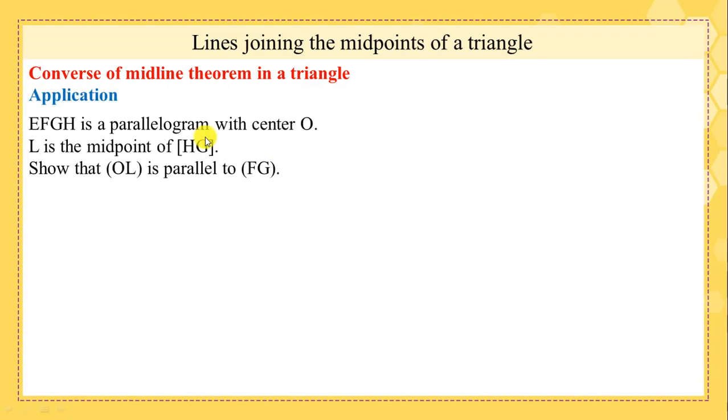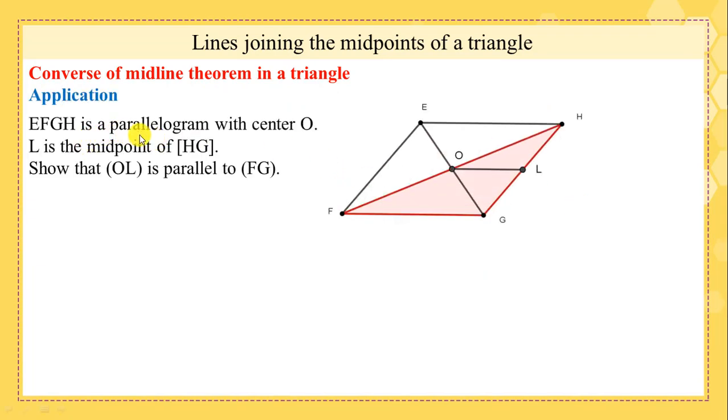Application. EFGH is a parallelogram with center O. L is the midpoint of HG. Show that OL is parallel to FG. So here we have parallelogram EFGH. We have O is the center of this parallelogram. L is the midpoint of HG. We have to show that OL is parallel to FG. Please pause the video and try to solve this application.